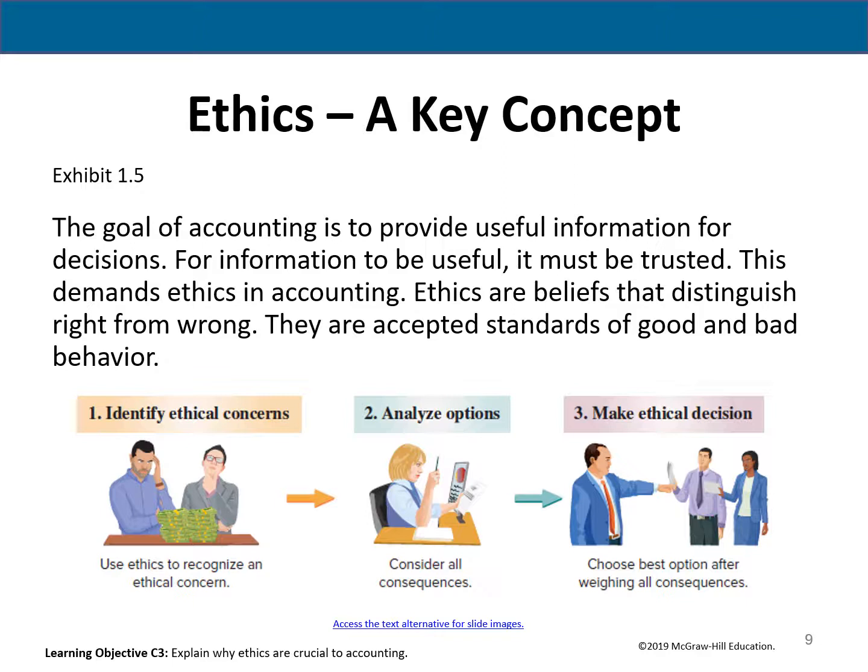And that's ethics. So the goal of accounting is to provide useful information for decisions, and it must be trusted. And that's why we need ethics. And as a CPA, I have an ethical code of conduct that I must follow, or I could lose my license. So ethics are beliefs that distinguish right from wrong, and they are accepted standards of good and bad behavior. So we should look at our concerns when there's ethics involved, look at our options, and then make the best decision, weighing all the consequences. And that's what we do, and that's part of our code.